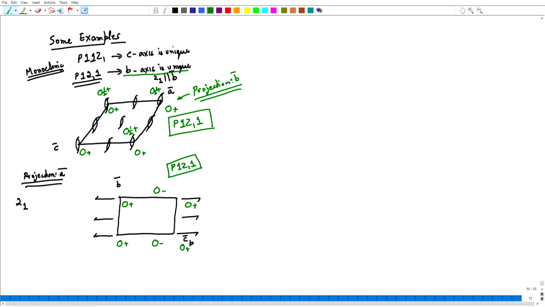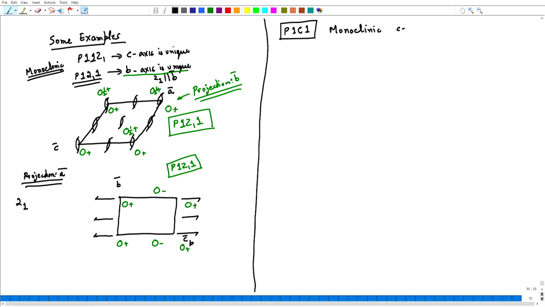Now, consider another one. Let us consider the plane group of space group P1 C1. Now, what does this mean? This is again monoclinic only, primitive monoclinic. C stands for C glide, which is essentially perpendicular to the B axis. So, the B axis becomes again the unique axis.